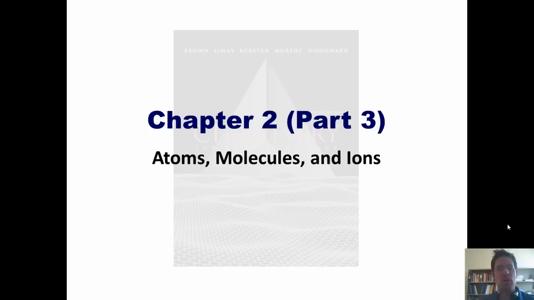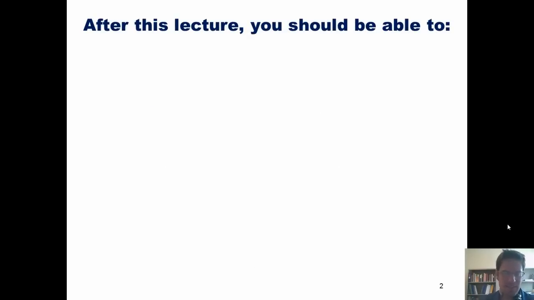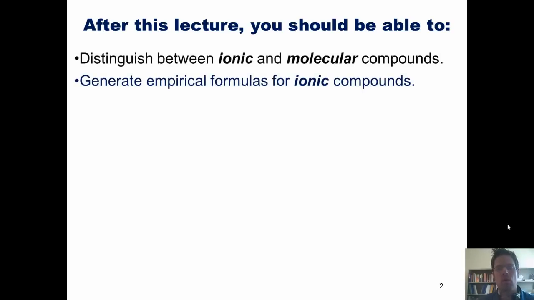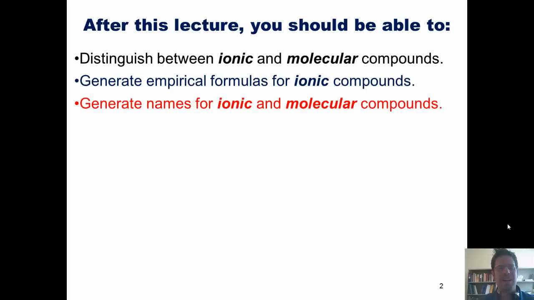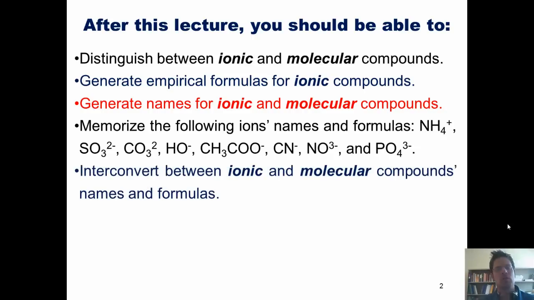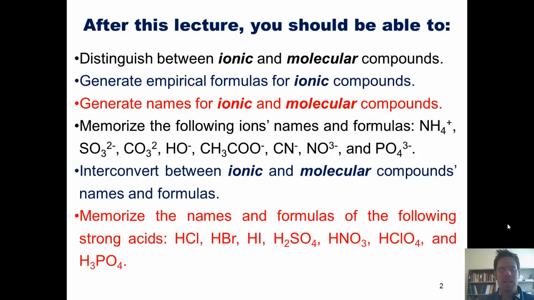Alright, we now arrive at the third and final installment of our long-winded lecture on atoms, molecules, and ions. And what can we possibly learn yet that we haven't already covered? Well, here it is. After today's lecture, you should be able to distinguish between ionic and molecular compounds, generate empirical formulas for ionic compounds, generate names for ionic and molecular compounds, memorize the following ions' names and formulas, interconvert between ionic and molecular compounds' names and formulas, and memorize the names and formulas of the following strong acids.